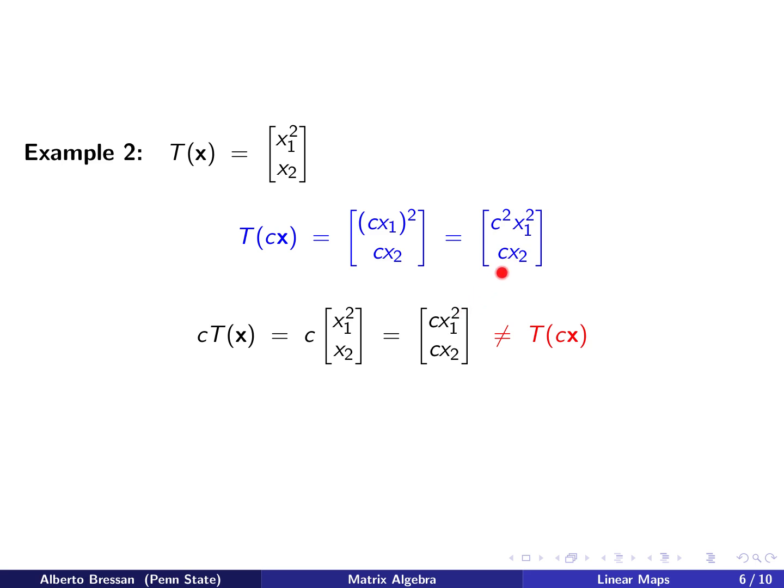Is this the same as that one? Well, in general, for any x, this is not, right? So you get c here and you get c squared here. They're not equal to each other. So it doesn't. Therefore, the transformation is not linear.